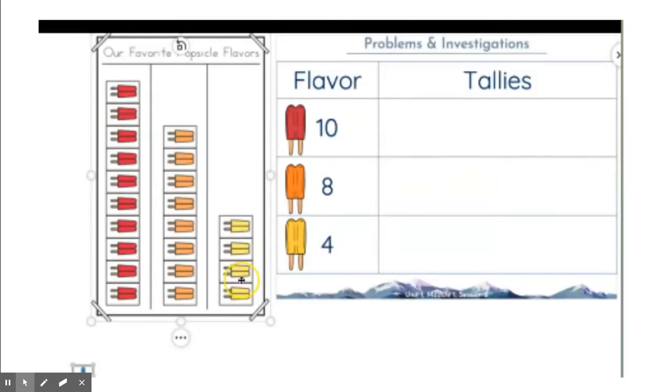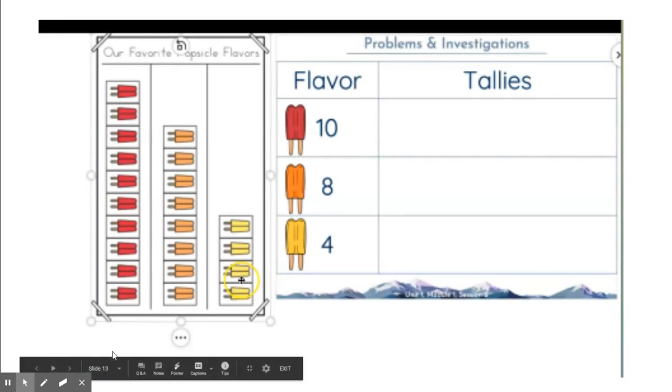So now we're going to go ahead and take that data, how many of each there were. There were 10 cherry, 8 orange, and 4 banana. And we are going to group them in 5 because remember, our learning target said we are going to make groups of 5. So we have something special in math called tallies. Tallies are ways of counting in groups of 5. So I'm going to show you how that works.